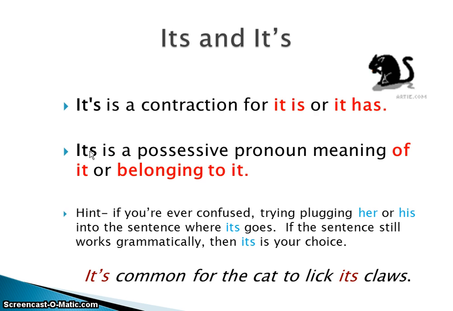So if you are ever confused whether it has an apostrophe S or not, just try sounding it out or plugging in the words her or his into the sentence where its goes. If the sentence still works grammatically, then its is your choice. Look here at the sample sentence. We have it's common for the cat to lick its claws. So we have it's with an apostrophe S. So it is. It is common for the cat to lick its claws.